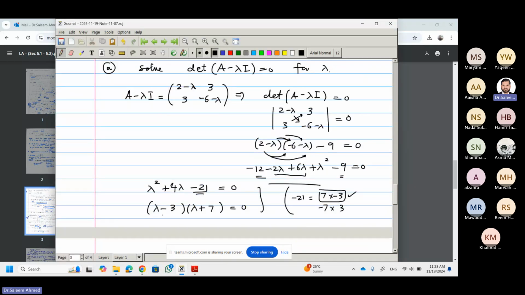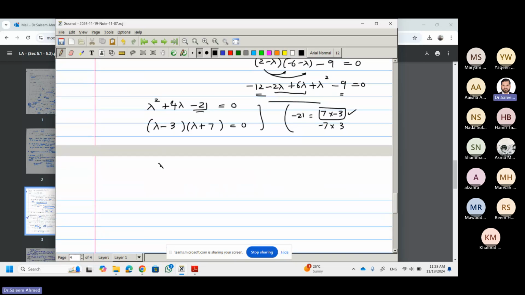So now from here, I will get lambda equal to 3 and lambda equal to minus 7. So you see, you got two eigenvalues. Of course, if A is 2 by 2, we get two eigenvalues. If it is 3 by 3, I'll get three eigenvalues and so on.